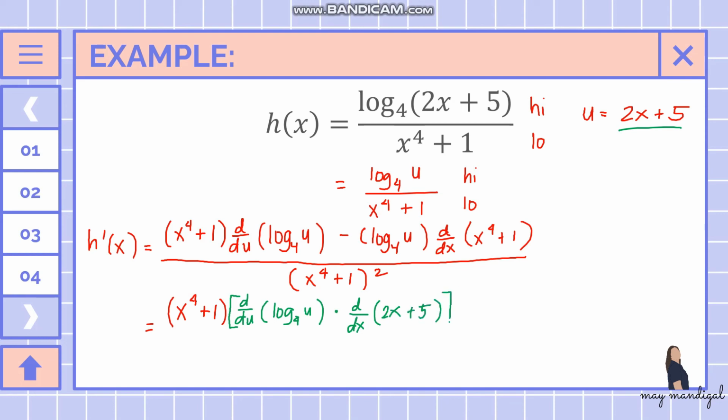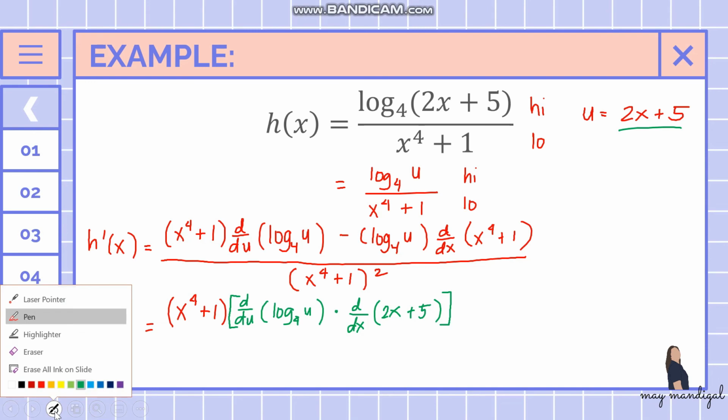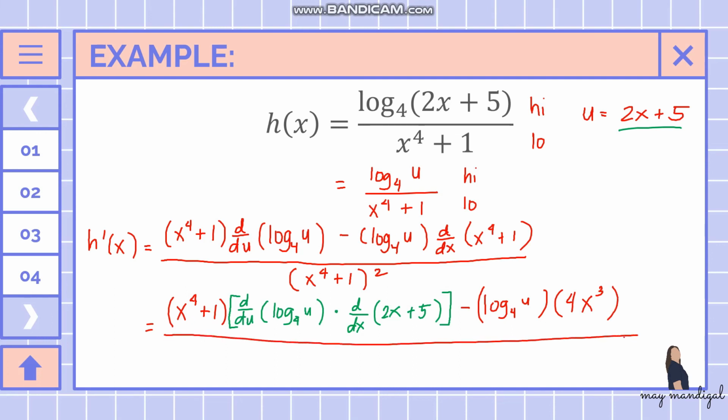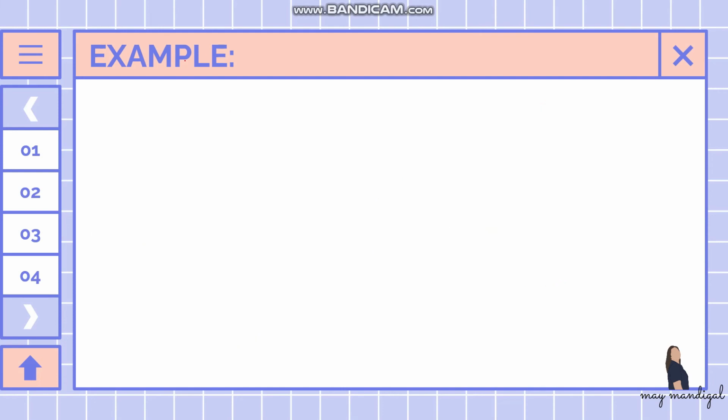Okay, and then let's write the remaining terms here, minus logarithm of u base 4 as is, and then we have the derivative, so the derivative of this will be 4x cubed all over x raised to 4 plus 1 squared. Okay, and then all we need to do next is just to solve for the derivative.